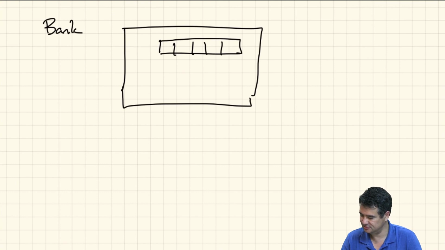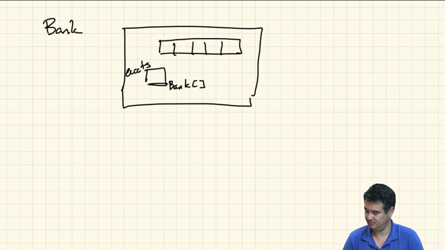There is within bank another box that is labeled accounts. Its type is bank array, and it points to this array that is indexed 0, 1, 2, 3, and 4.